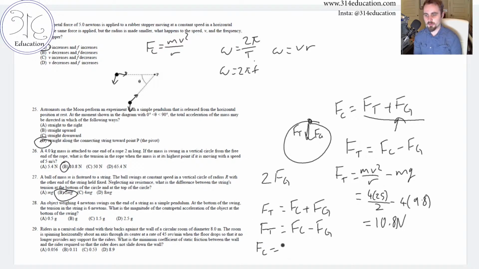Fc is equal to Ft minus Fg. Yep. And that's going to be, in this case, 6 newtons minus 4 newtons. Wait. Yeah, no, that's right. And so we expect 2 newtons to be equal to our mv squared over r. Do we have a radius? We don't have a radius.